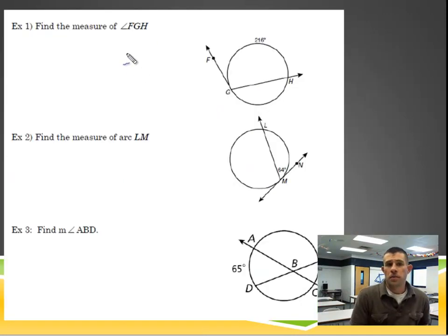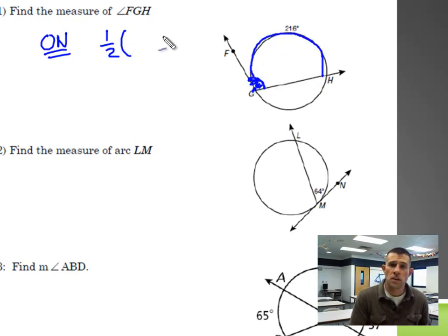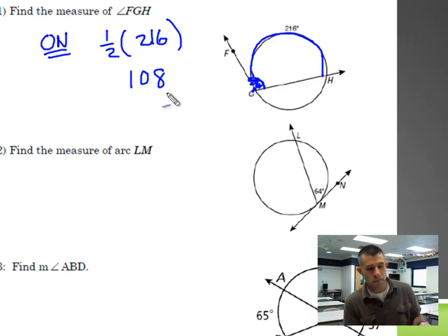Let's take a look at a few examples. It says find the measure of FGH. So FGH is this angle right here. You have to start by asking yourself, where's my vertex? The vertex here is on the circle. And when it's on, I know that it's always 1/2 of the intercepted arc. Well, my intercepted arc here is 216 degrees. So 1/2 of 216, and that's going to give me 108.